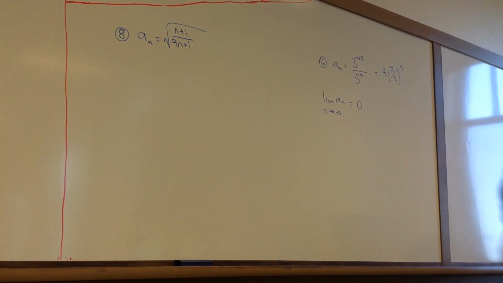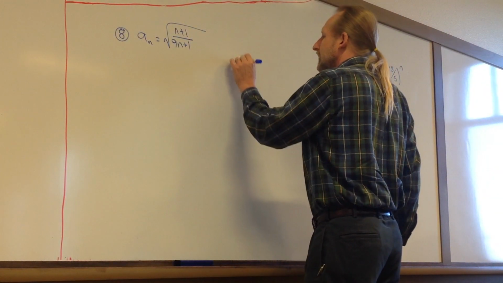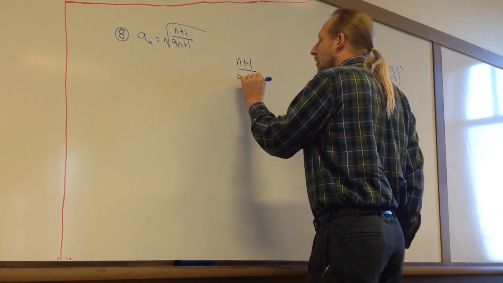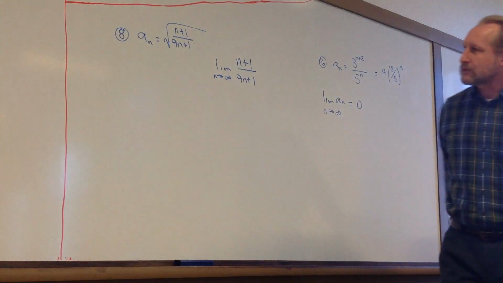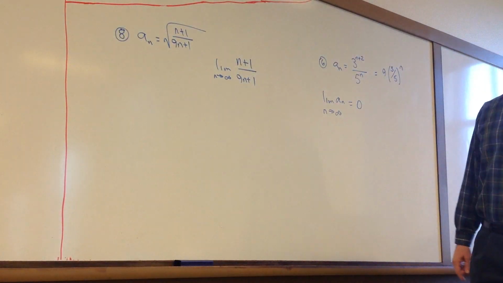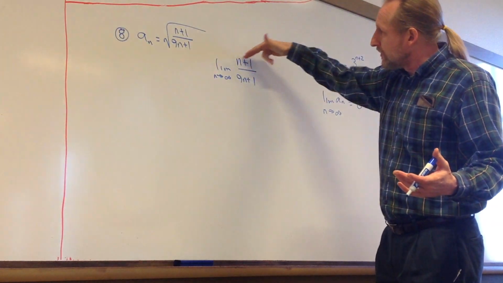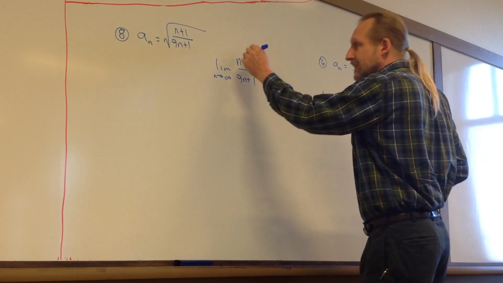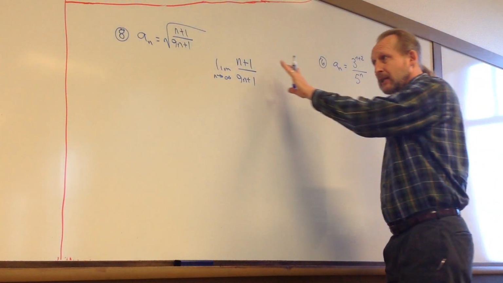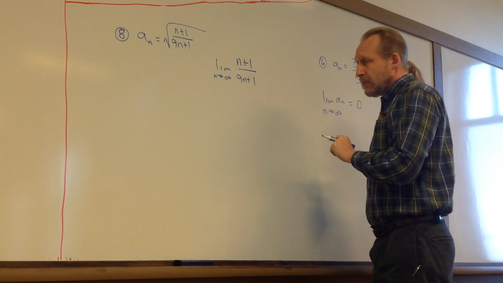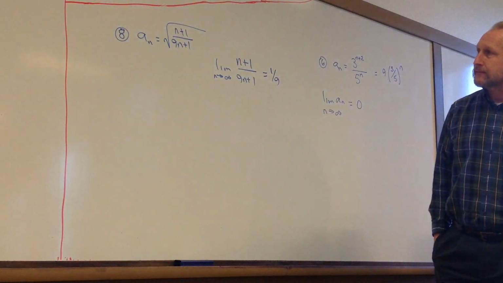Okay, so let's ignore the square root for the moment. Let's just focus on this n plus 1 over 9n plus 1 and think about what is the limit for this piece as n goes to infinity. So this is, again, one of those examples where we want to look at the powers of the variable in the numerator and denominator. Here, it's the same power. It's n to the first on top, n to the first on the bottom. So the limit for this piece is going to be the ratio of those coefficients, 1 over 9.